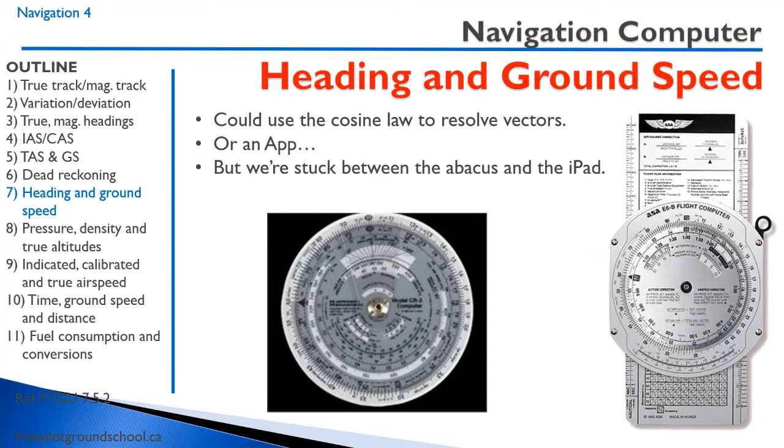So these are the two main types of flight computers, manual flight computers. On the left is the Jeppesen CR computer, and on the right is the E6B computer. I think the E6B is a bit more popular.